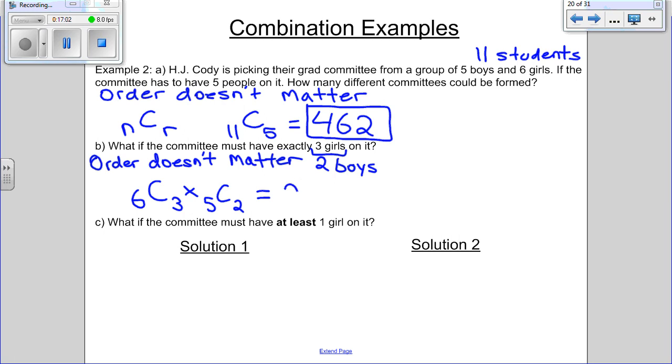Now, just for argument's sake, let's pretend I added them together. That would be 20 plus 10 for 30 different committees. And I already know that there's 462 possible committees out of that group. Does thinking that there's only 30 that has 3 boys and 2 girls seem realistic? That seems way too small. That's a tiny number out of that 462. So I'm probably thinking to myself, it's got to be a bigger number somehow. So I must have made a mistake.